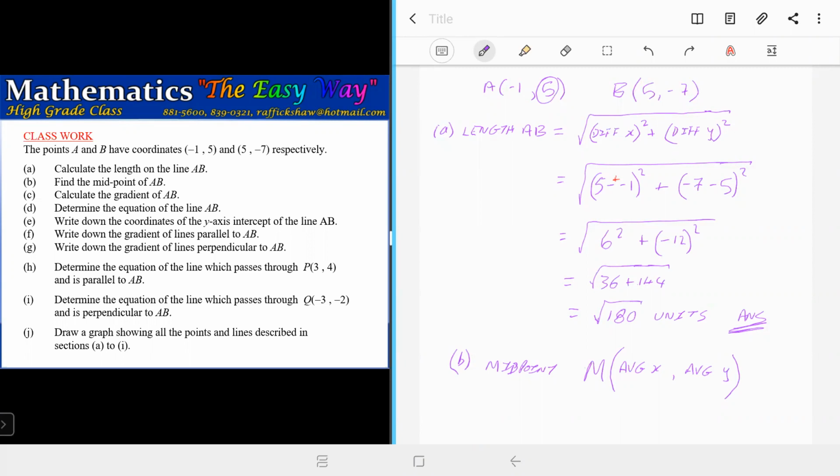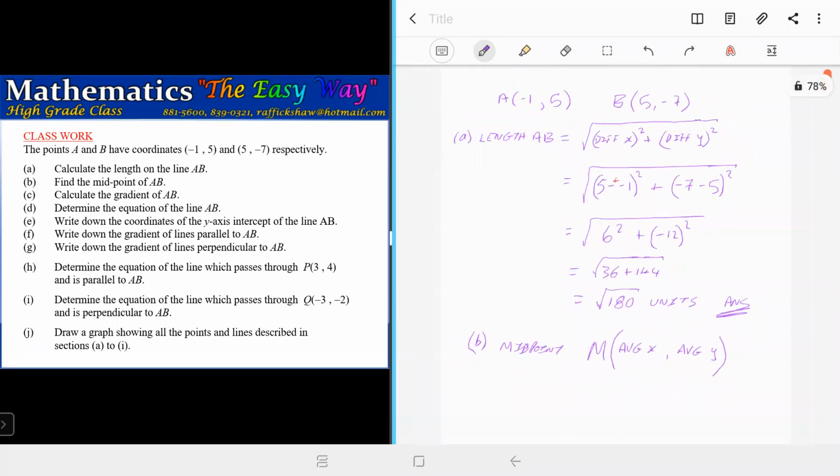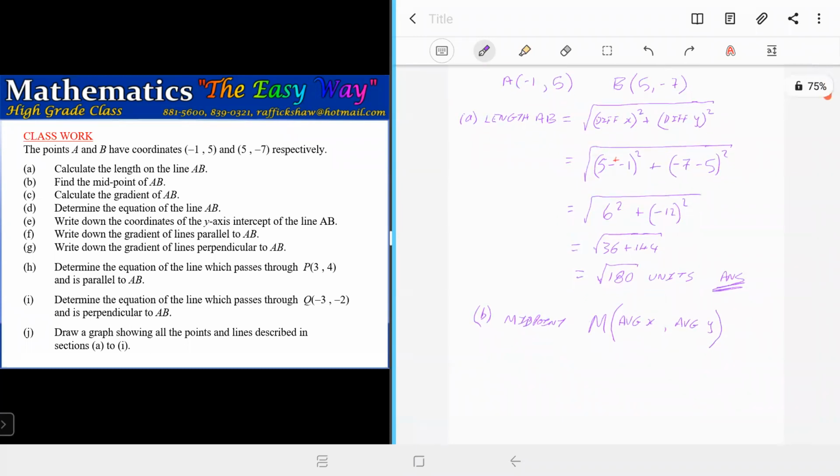All right. And show your working. Don't just write down what the answer is. Show the working. So then this becomes M, and the two x values are minus 1 and 5, and you add them and divide by 2. And the two y values are 5 and negative 7. And I can put plus negative 7, which really is the same as writing minus 7.